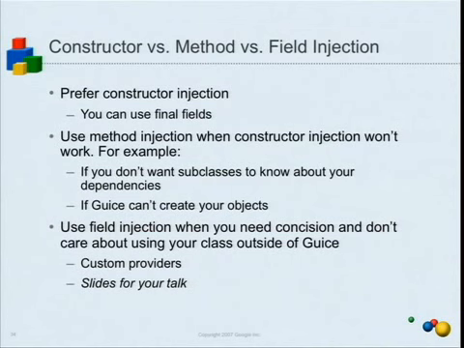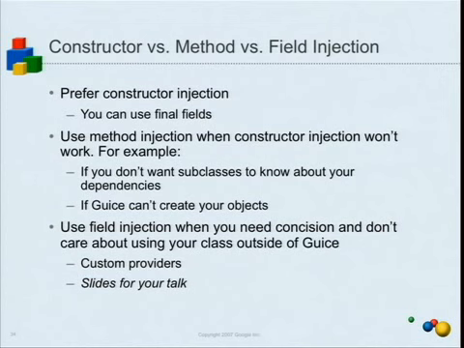Another case where method injection is good is when Juice can't create your objects. So maybe the object already exists, or it's a third-party object, something like that. Or, well, I guess this wouldn't work in the third-party situation. But if your object already exists and you don't want Juice to call your constructor, you can still ask Juice to inject your methods and fields. Obviously, you can't inject the constructor after the fact because it's already run.